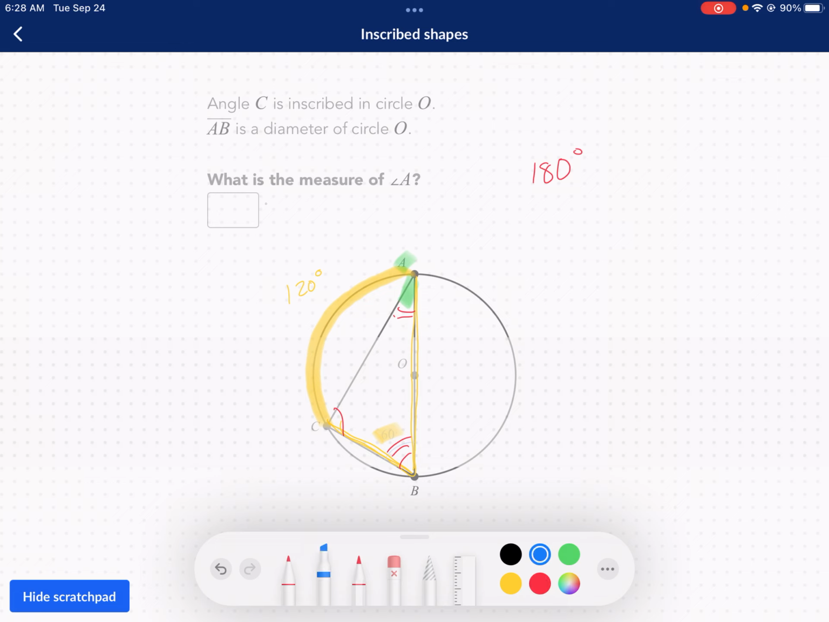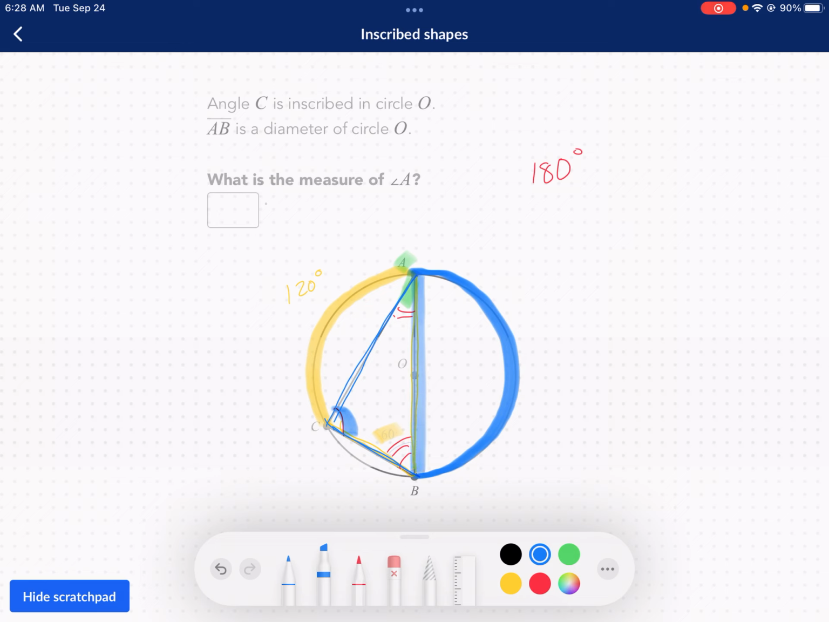So here's angle C. Okay, we don't know what it is, but I do know that, let's draw our lines here. I do know that this chord opens up, and this is going to be like this. Why is this one in particular important? Because, take a look, it's half the circle.